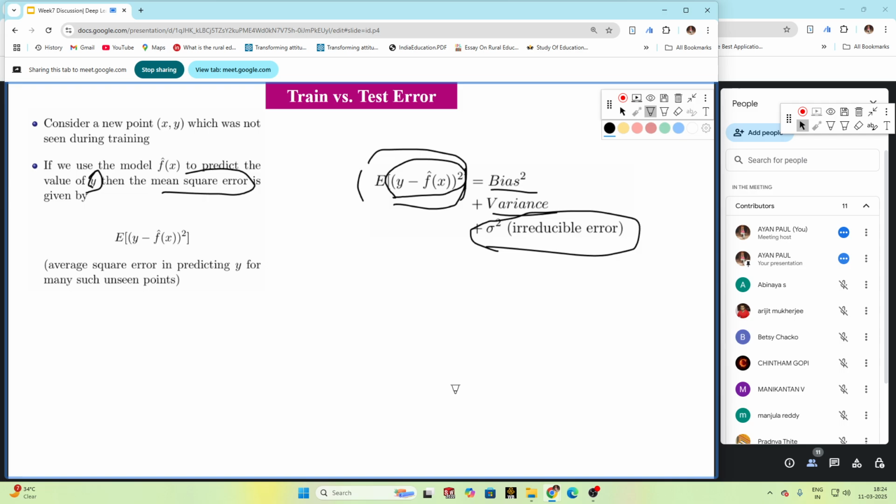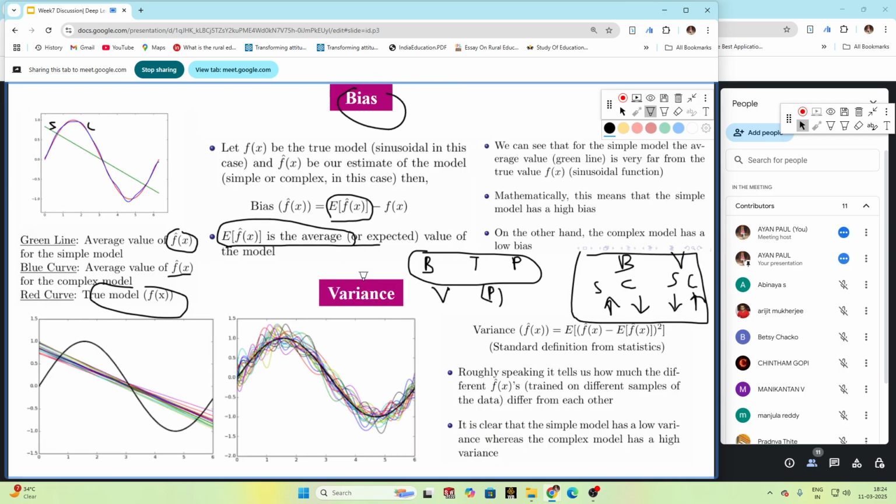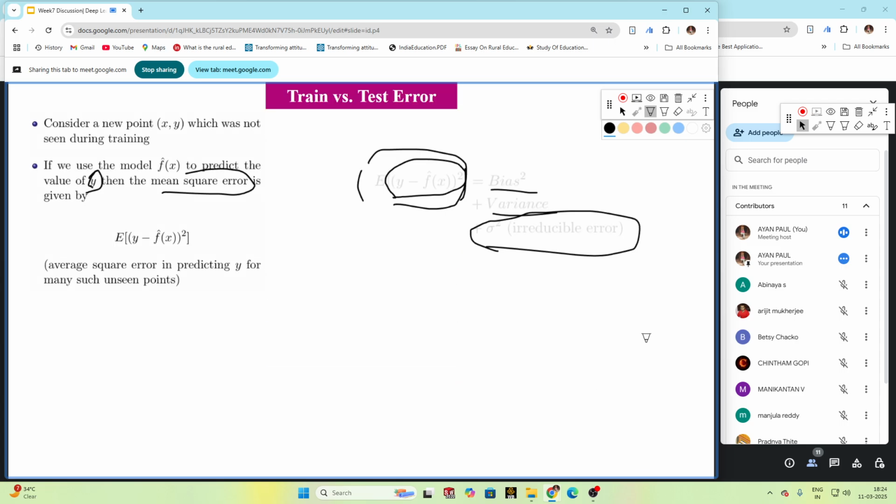Earlier we have seen bias and variance. Now we know that bias and variance are both errors. If we had no error, then bias and variance would both be 0. But bias and variance both comprise this error. So what is the mean square error? The mean square error is the sum of the bias squared plus the variance plus some kind of irreducible error. That irreducible error we will see later.